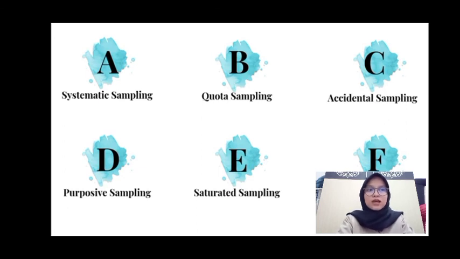Snowball sampling is a sampling technique that is initially small in number. Then the sample is asked to select its friends to be the sample, and so on, so that the number of samples is getting bigger and bigger. It's like a snowball rolling, getting bigger and bigger. In qualitative research, many use purposive and snowball samples.